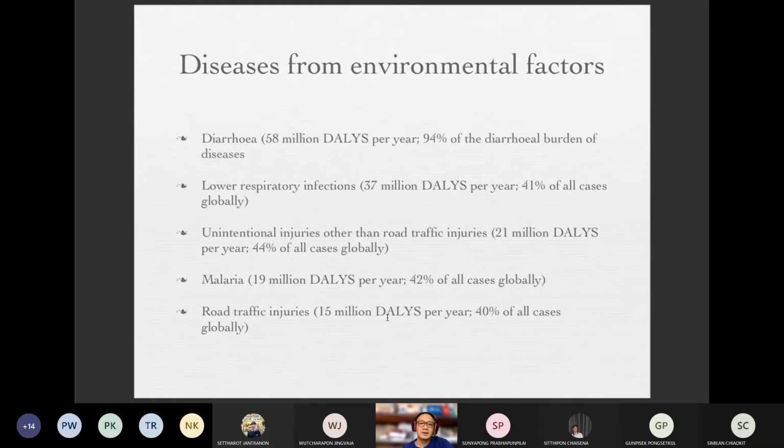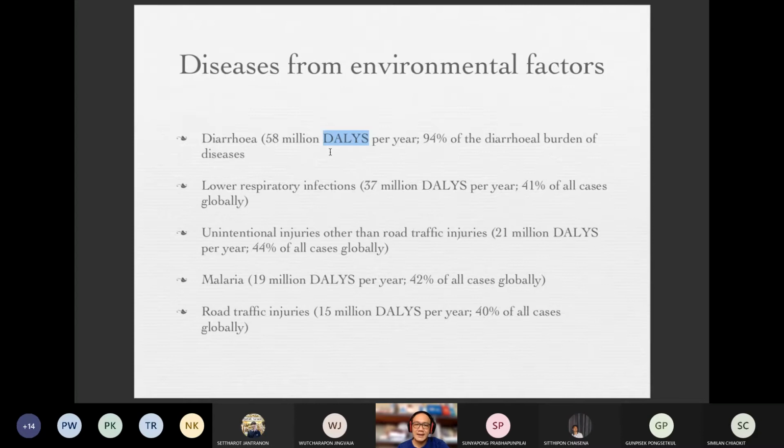These are the statistical records of disease from environmental factors, such as diarrhea. It's really interesting if you look at this term, DALYs.